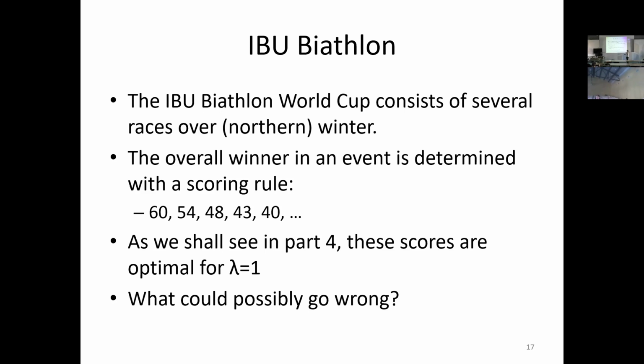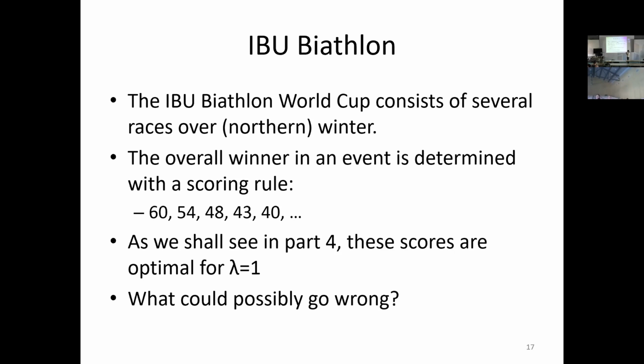Now what's interesting is that these scores are not actually arbitrary. We don't know why they were chosen and what the rationale of the IBU was, but in part 4, we shall see that these scores are in fact optimal. So if the goal was to optimize utility with a lambda of 1, then these are exactly the scores which they should have used. So well done. One way or another, they found a solution to a difficult problem. And given that they have not a good scoring rule, but an optimal scoring rule, the leading question is, what could possibly go wrong?